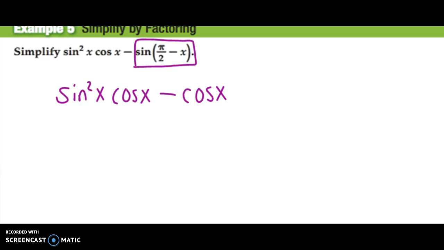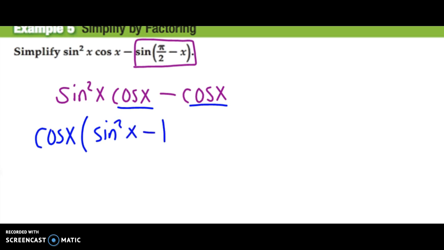And you'll see, I noticed something that's in both of them. I see cosine in both of them. So what I can do is factor that out. So factor out cosine of x, and I get sine squared of x minus 1. And if you think back to the Pythagorean identity, we wanted 1 minus sine squared of x to be equal to cosine squared.